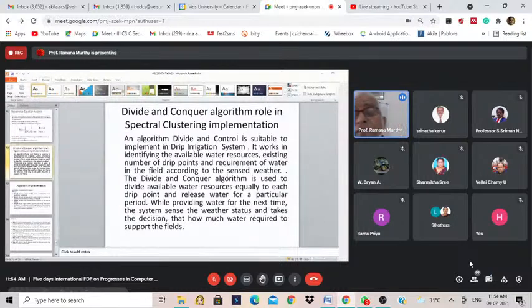While providing water the next time, the system senses the water status and decides how much water is required to support the fields.